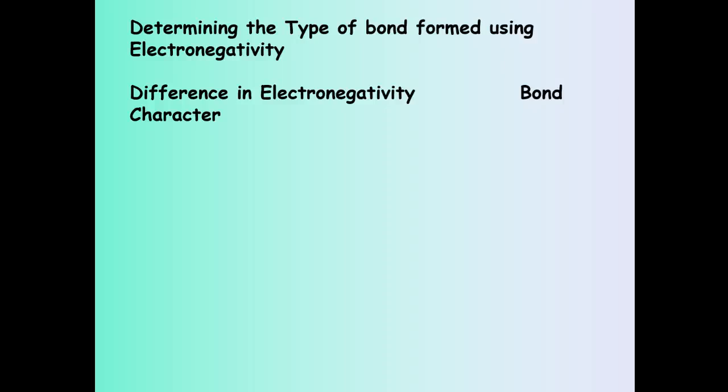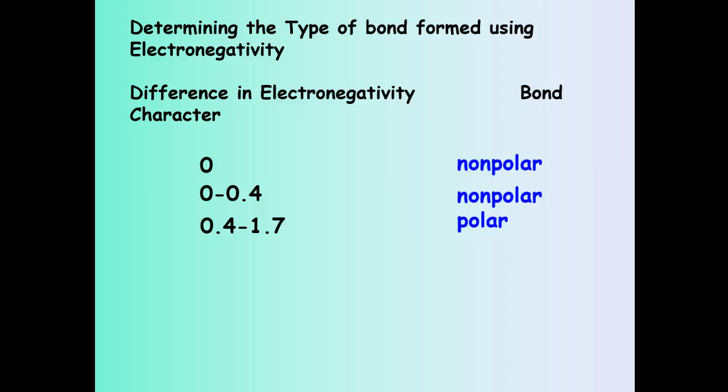If we look at two atoms forming a bond and subtract their electronegativities and find that the difference is equal to 0, then the bond being formed between them would be a nonpolar covalent bond. If the difference is between 0 and 0.4, it would also be nonpolar. A difference between 0.4 and 1.7 would be a polar covalent bond, and between 1.7 and 4 is an ionic bond that would be formed.